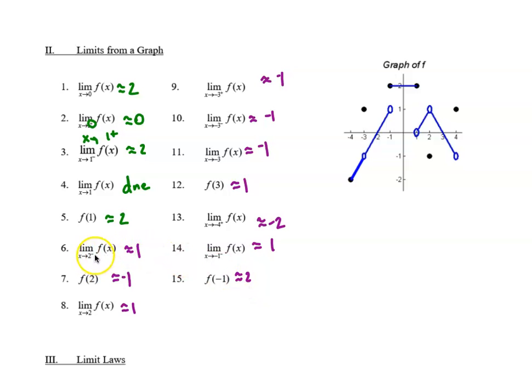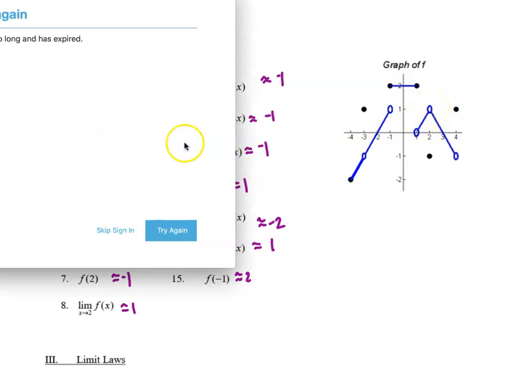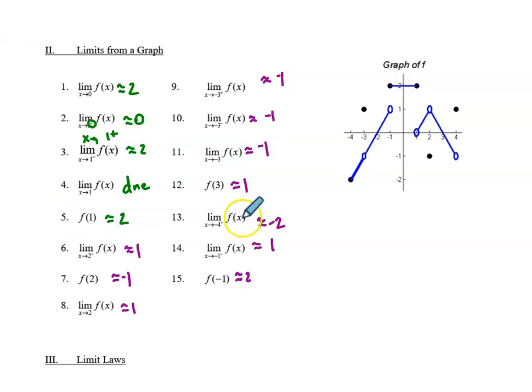First of all, as x approaches 2 from the left or from below, the y value being approached is right here, it's 1. f of 2 is approximately equal to -1, that's right here. The limit as x approaches 2 of f of x, coming in from both sides here, is approximately 1, this y value right here where the hole is.